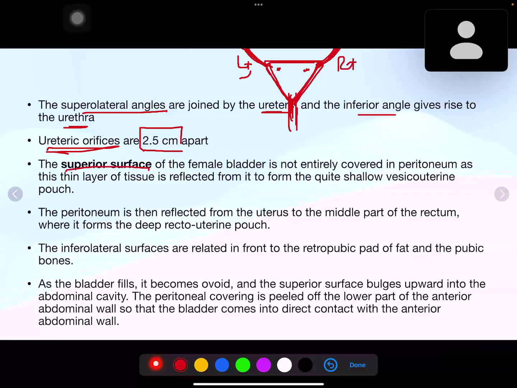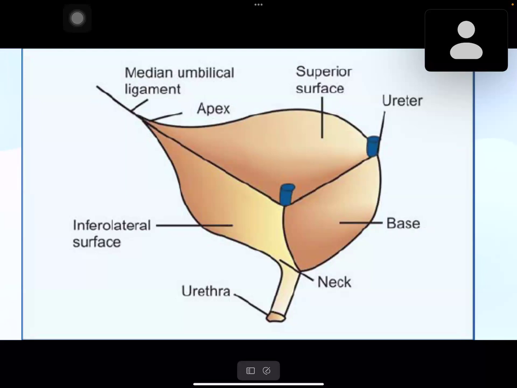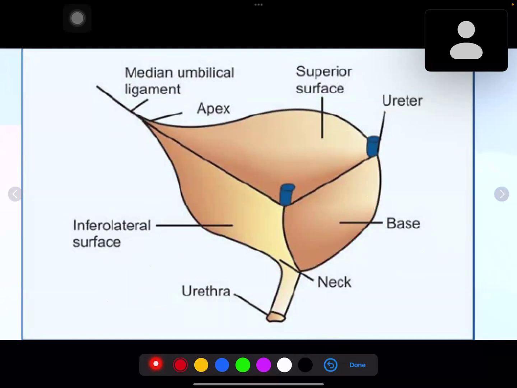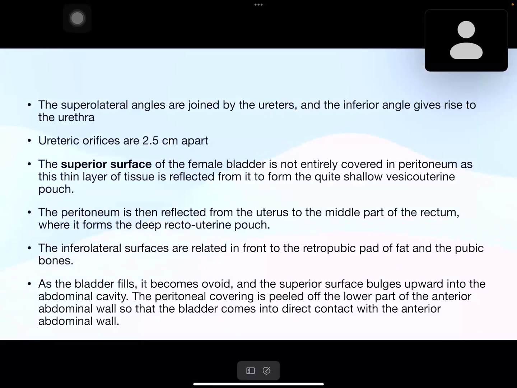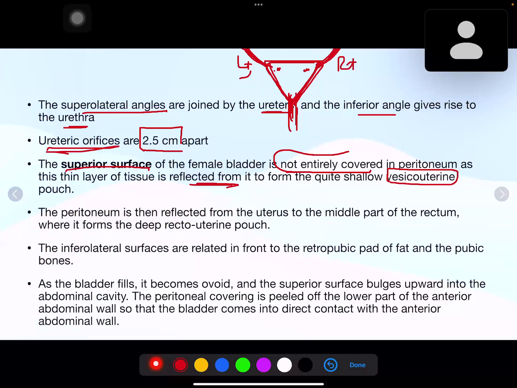Now the superior surface of the bladder is not entirely covered in peritoneum because the peritoneum is reflected to form the vesico-uterine pouch. In this diagram, this is the apex, and the peritoneum arises from the anterior abdominal wall. This is the superior surface. It just covers the superior surface and makes a pouch with the uterus, because behind the bladder is the uterus. So this pouch is called the vesico-uterine pouch. Then behind the uterus it makes the recto-uterine pouch of the peritoneum.